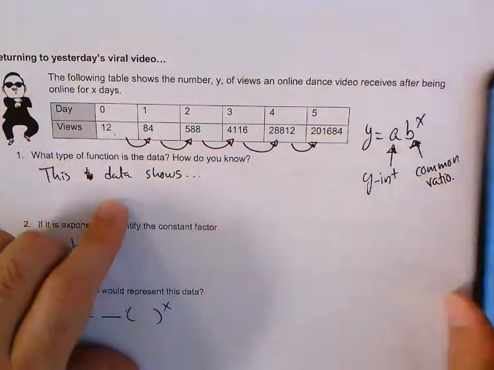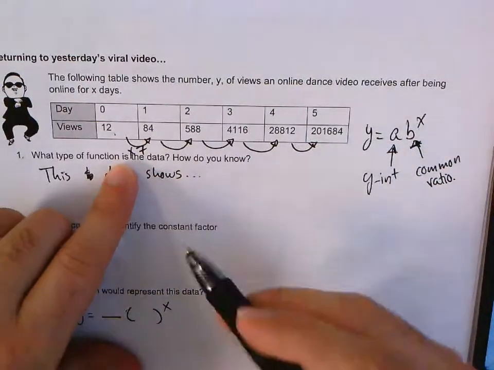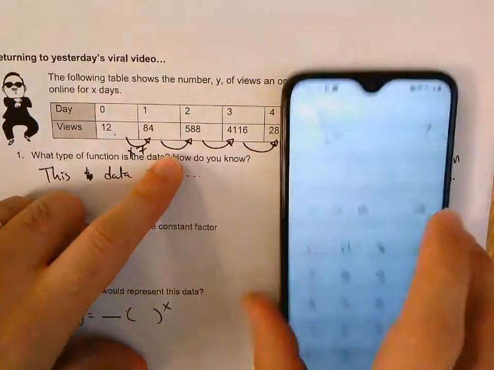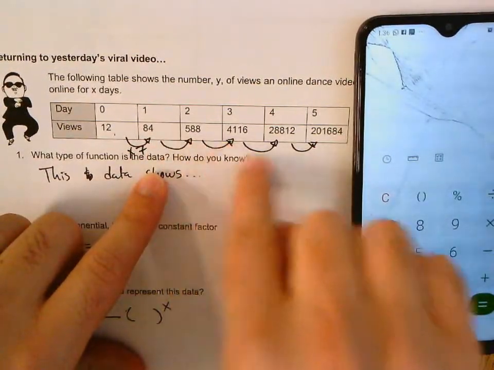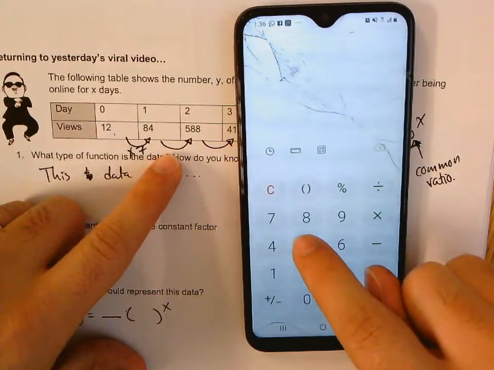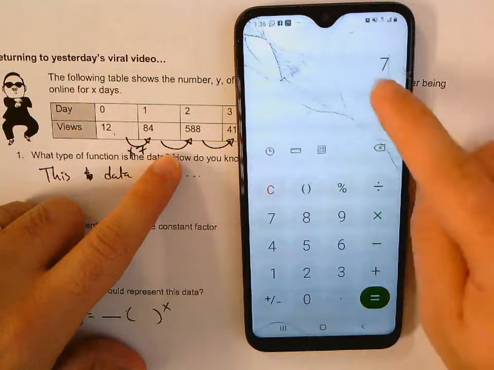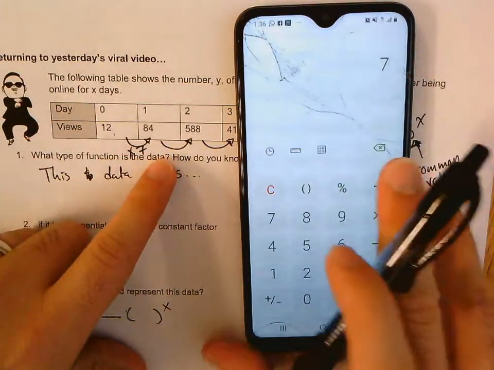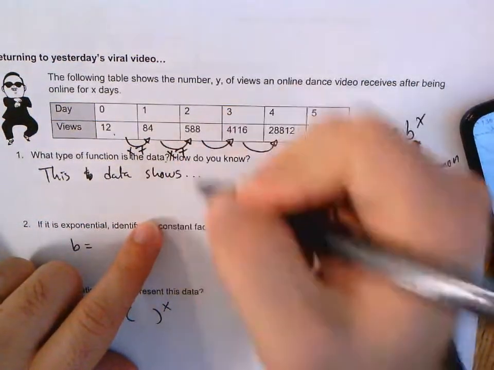So it seems that from 12 to 84, I multiply by 7. Let's see if that's true for every single transition in the values of y. So I'm going to get 588 and divide that by 84 and see if the constant common ratio is the same. And it's actually true, it's 7.